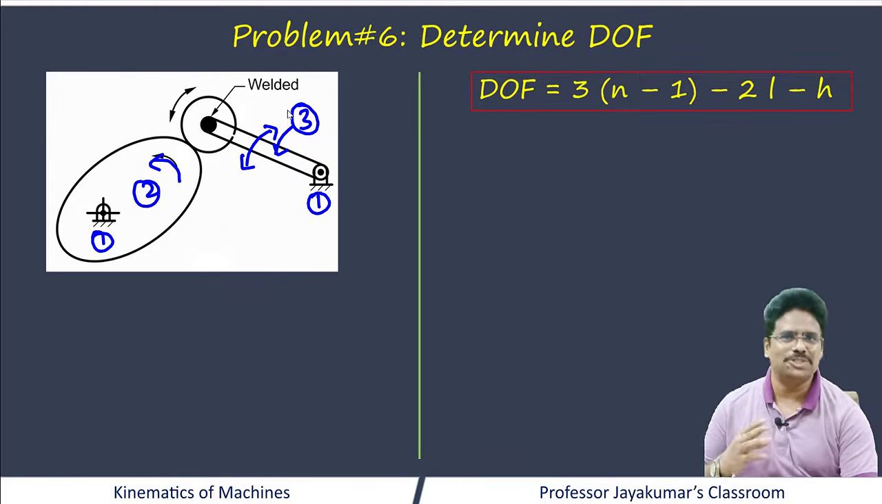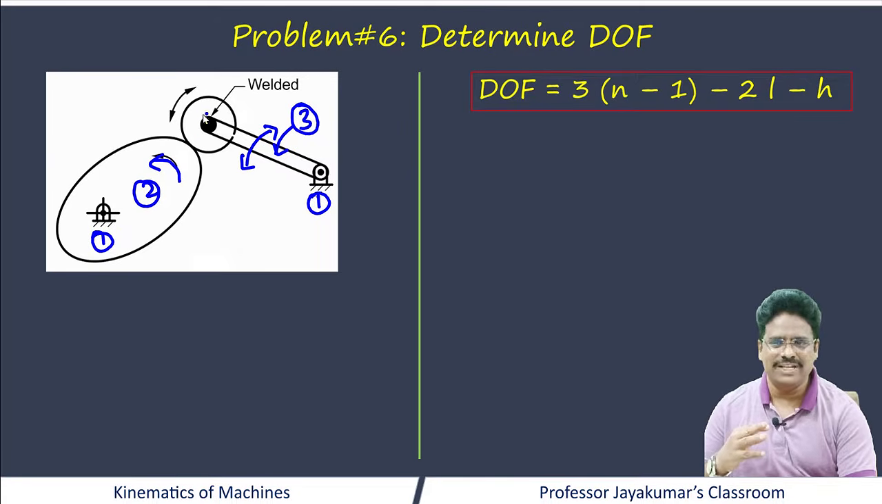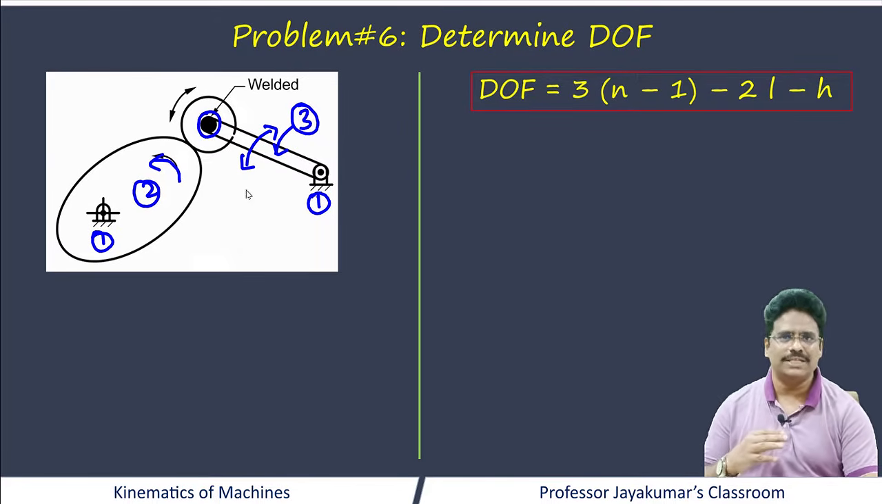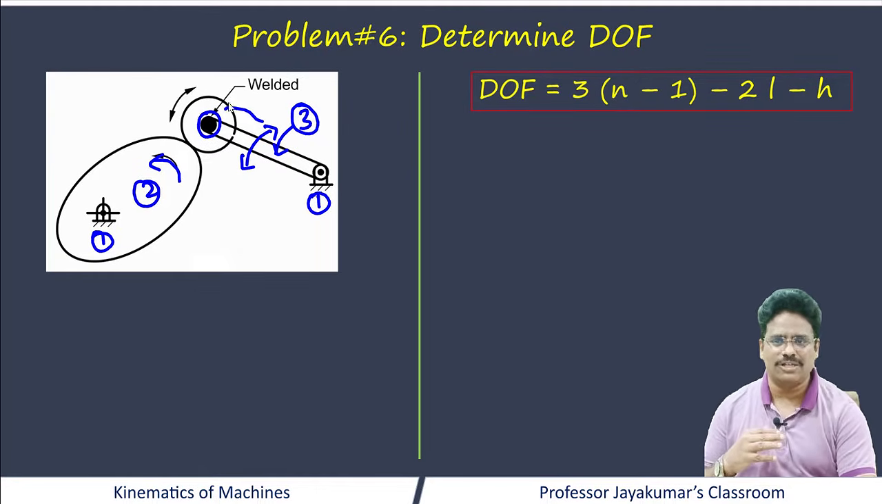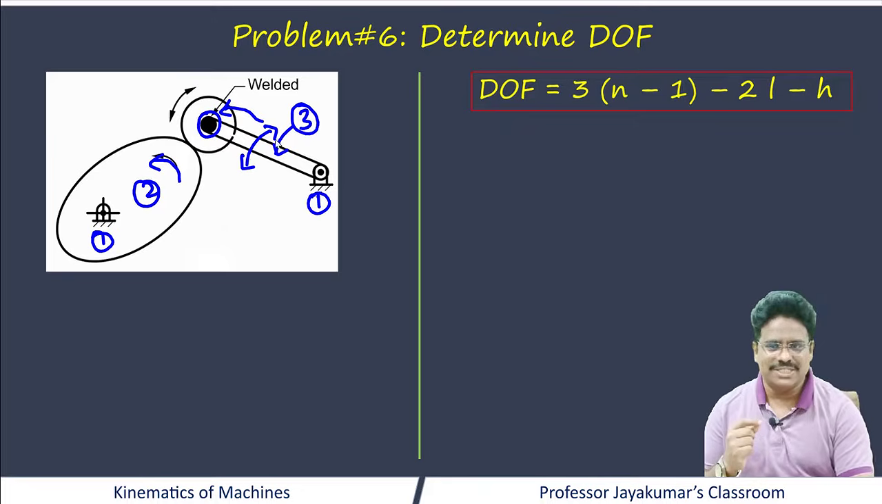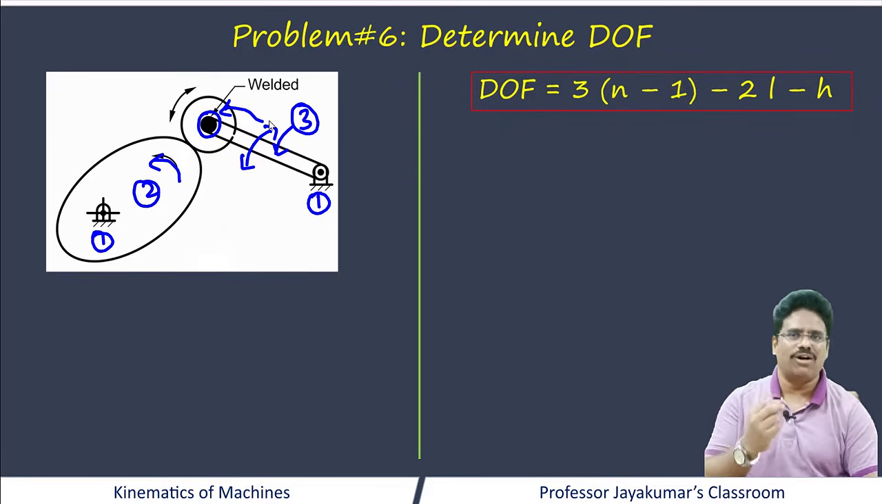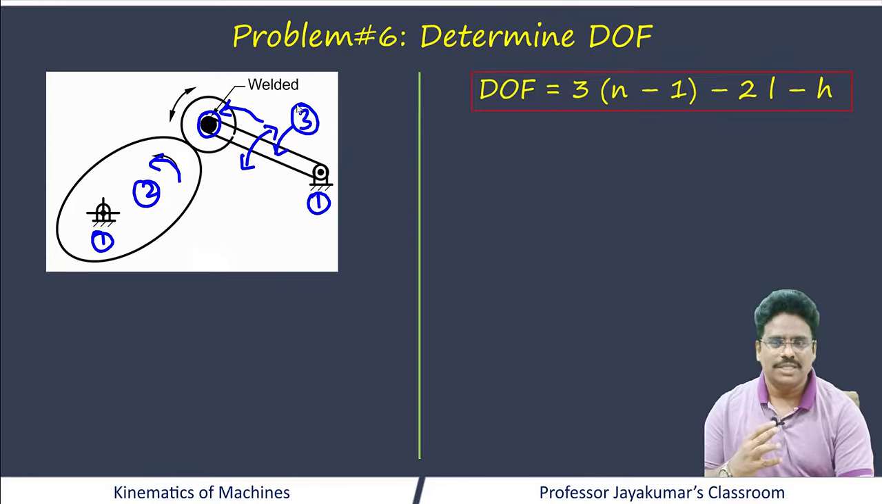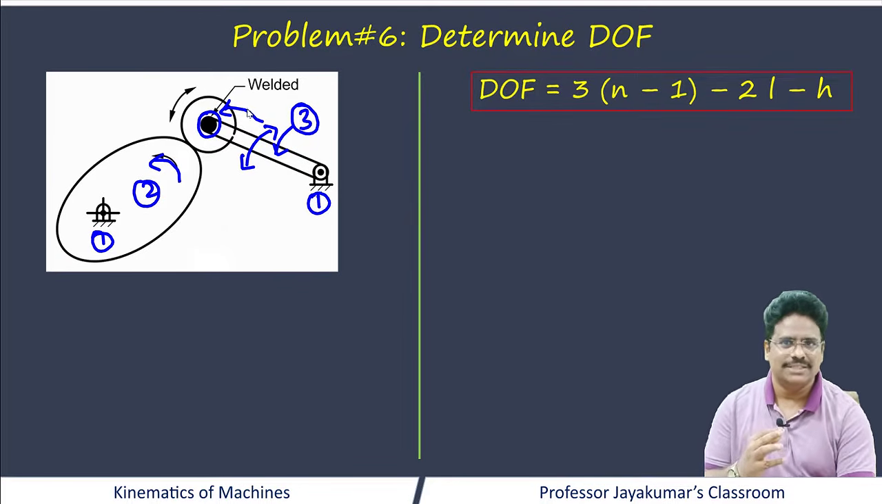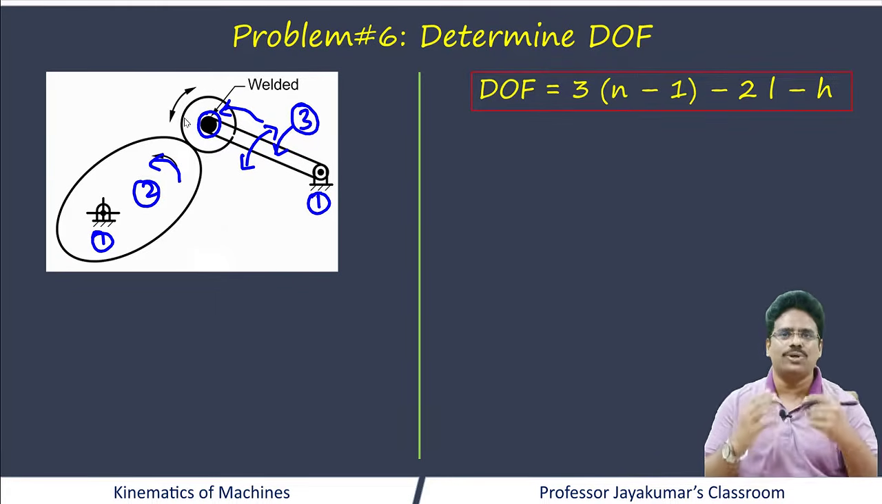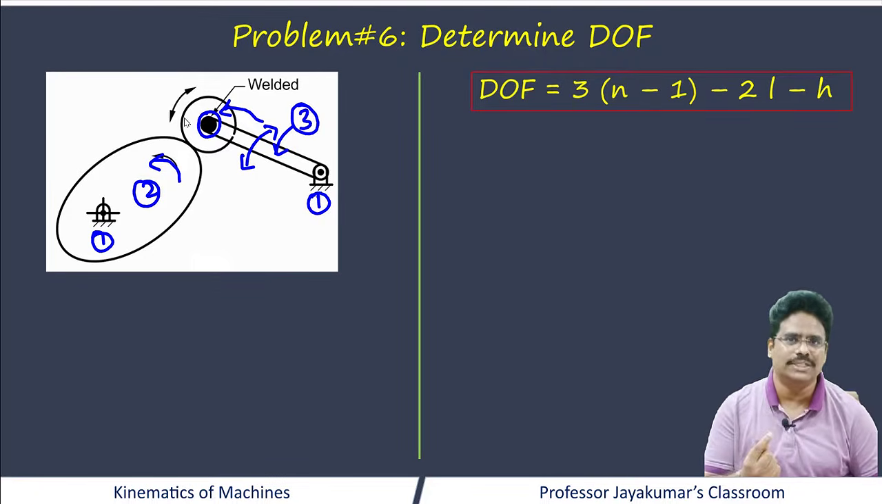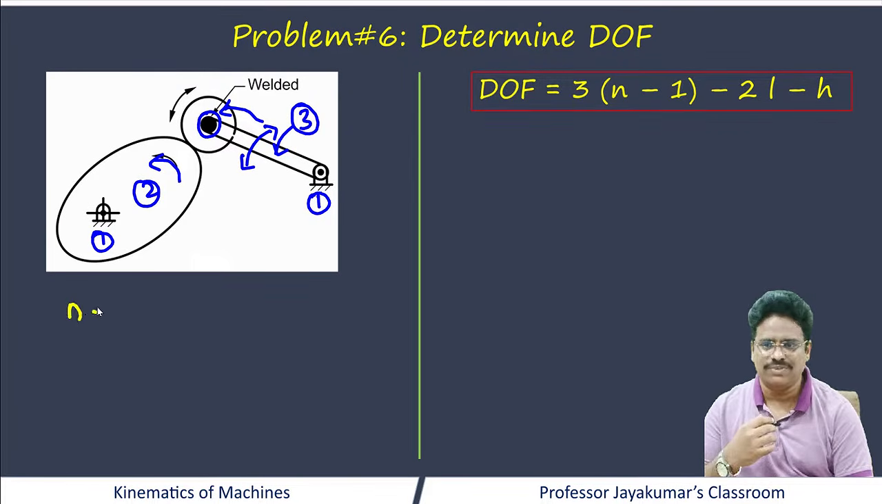Here it's very important to note that it is welded. This roller and this link are not different. So therefore this lever as well as this roller put together form link 3. If in your problem they have not mentioned that it is welded, then we have to represent the roller as an individual link, link number 4. Is that clear? Therefore, number of links is equal to only 3.